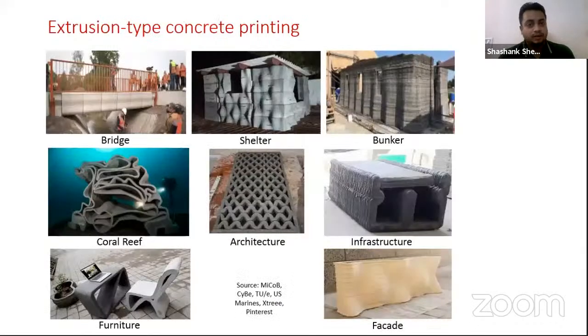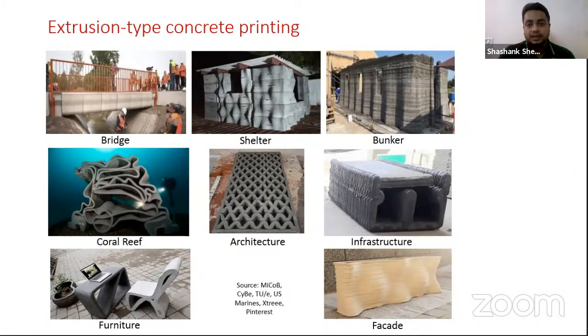So still this technology is evolving. People have demonstrated this can be used for small bridges. You can see the shelter which was actually printed by us in the top center area. We have also demonstrated that a bunker can be done. People are doing a lot of work on regenerating coral reefs using this technology because they can use very complex shapes. Infrastructure is also there, and furniture, architecture, facade. So a lot of things are possible using 3D concrete printing technology.